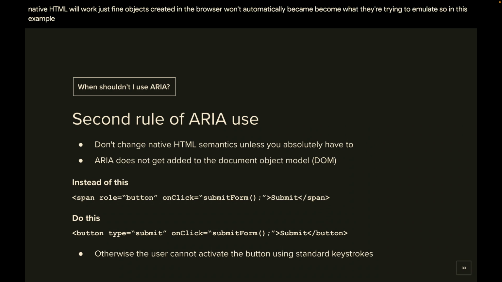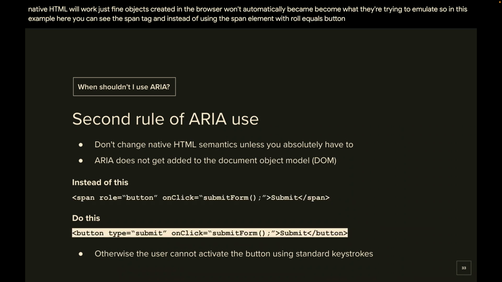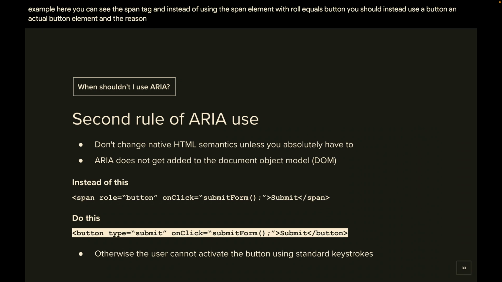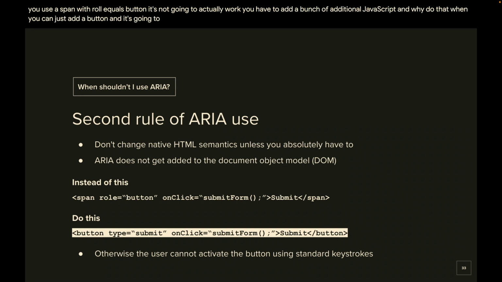So in this example here, you can see the span tag, and instead of using this span element with role equals button, you should instead use a button, an actual button element. And the reason is because a user of assistive technology uses the spacebar to activate the button. And if you use a span with role equals button, it's not going to actually work. You have to add a bunch of additional JavaScript, and why do that when you can just add a button and it's going to work, right?